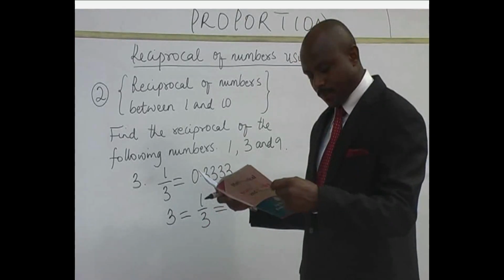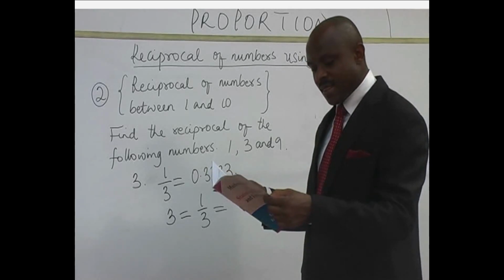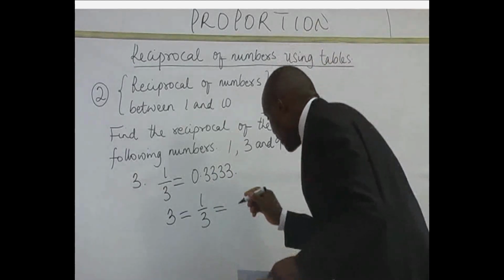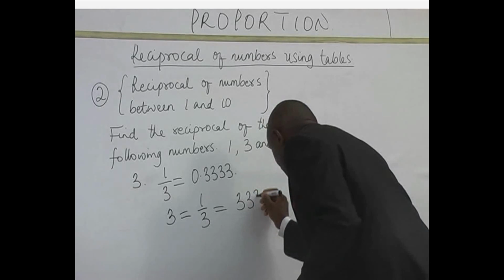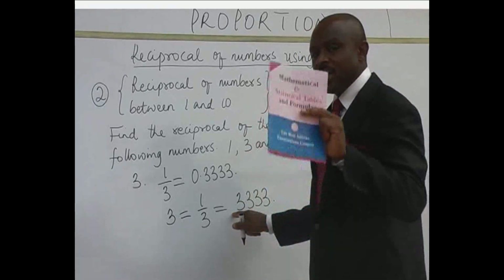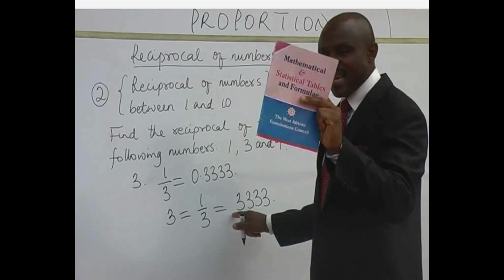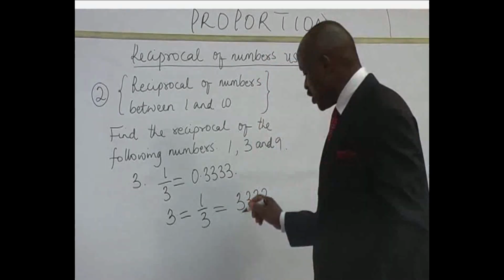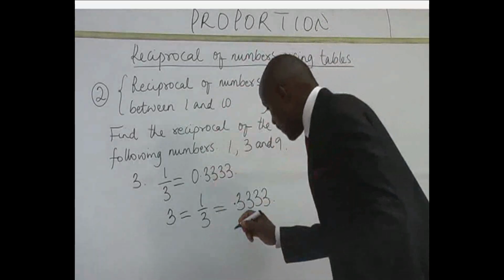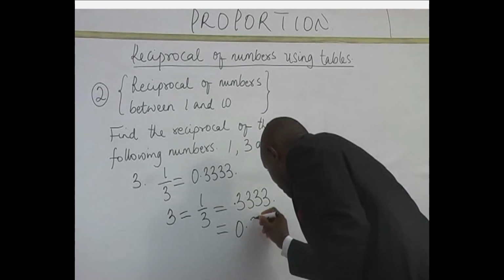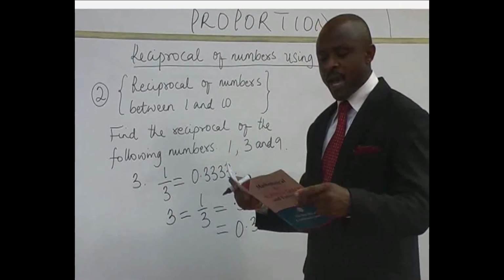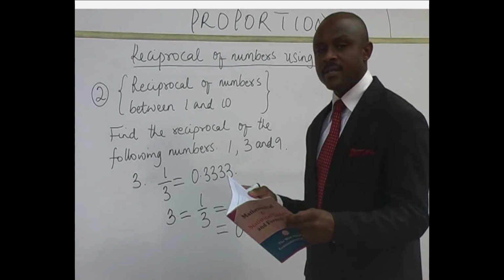Look for 30. 30 is giving us 3333. Because the number is from the reciprocals of numbers here in your 4-figure table, it must carry a decimal point before the other numbers you have from here. That is now giving us 0.3333. I will come close to the camera now and show you where I located 30 under 0.